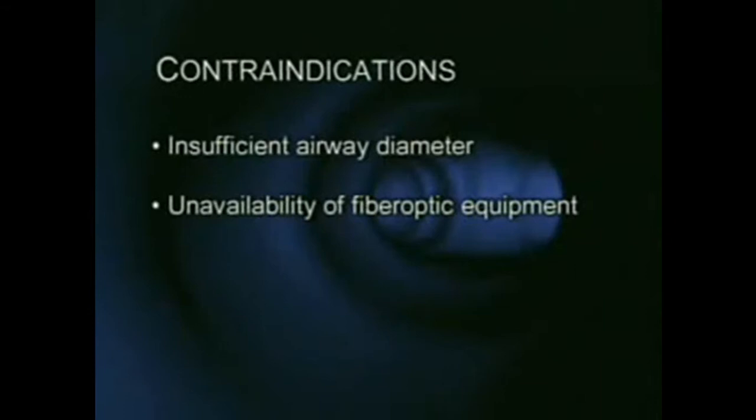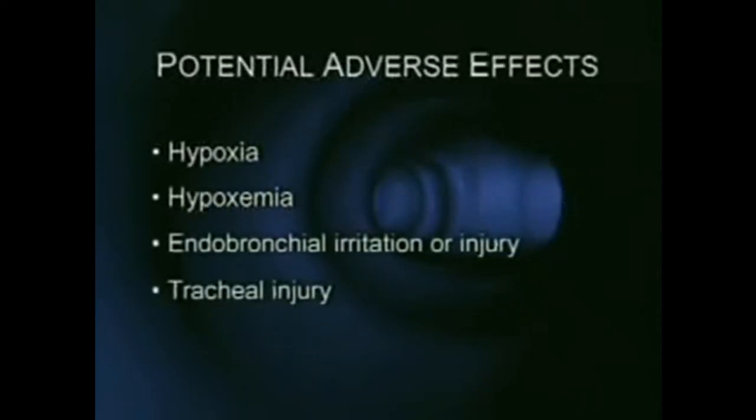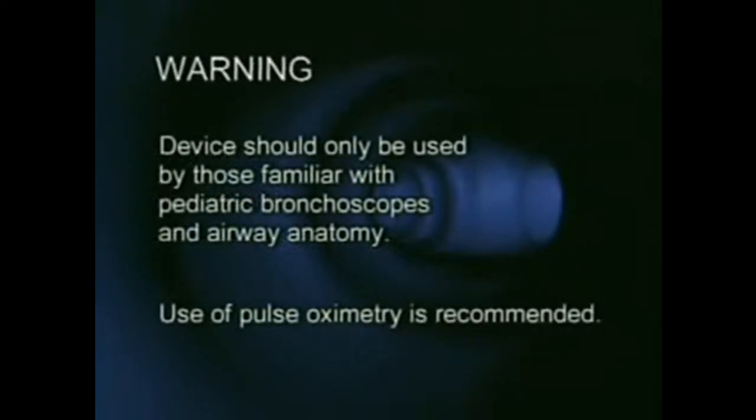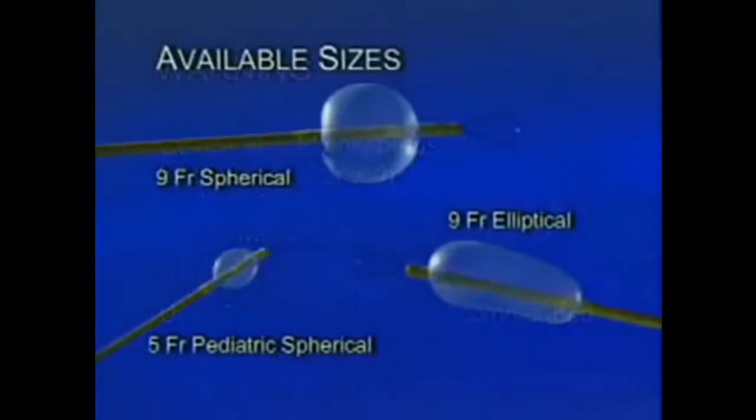Contraindications for use of the Arndt endobronchial blocker include an airway diameter insufficient to allow passage of the endobronchial blocker and the unavailability of fiber optic equipment. Potential adverse effects which may result include hypoxia, hypoxemia, endobronchial irritation or injury, and tracheal injury. This device should only be used by those familiar with the use of pediatric scopes and airway anatomy. The use of pulse oximetry is recommended when using this device.